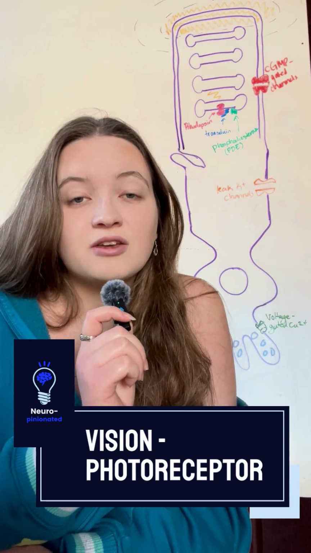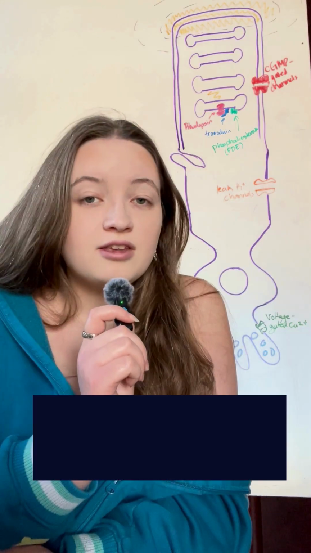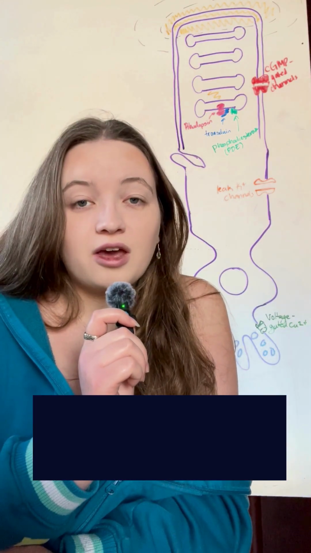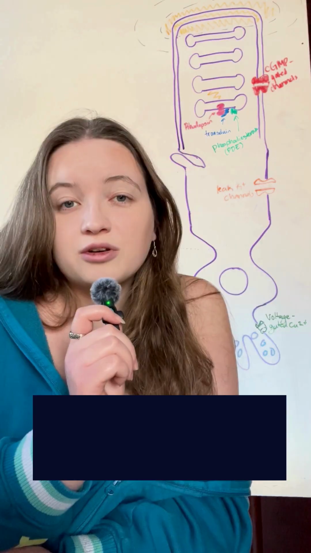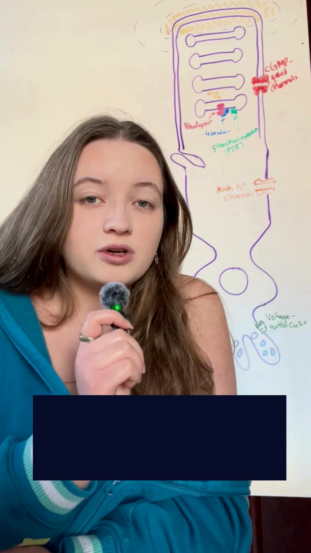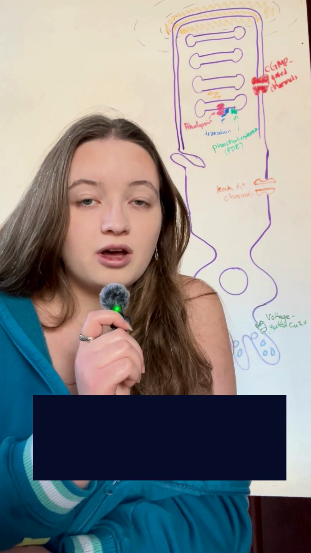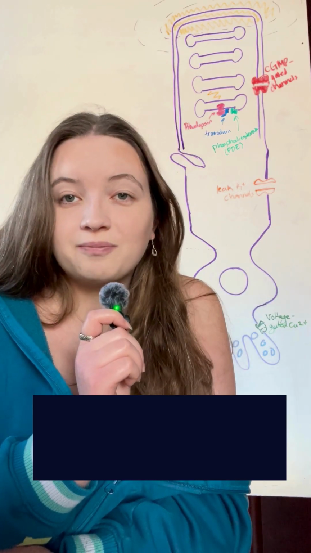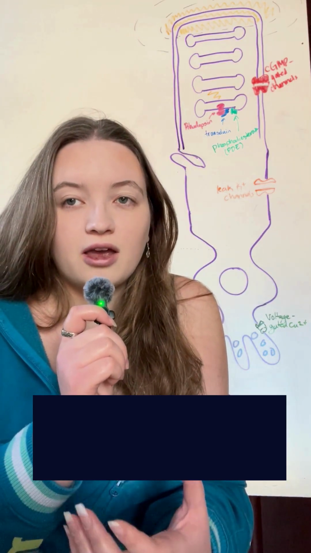Today's topic is visual processing. Same as with the action potential series, this is going to have multiple parts. This video will focus on photoreceptors, the last one focused on eyeball anatomy, and the next one on visual pathways. Let's get started. Last video we talked about the structure of the eye and the retina.